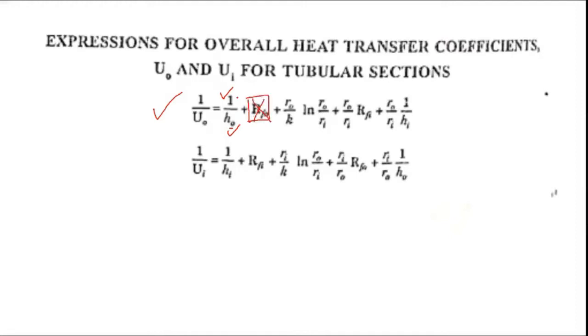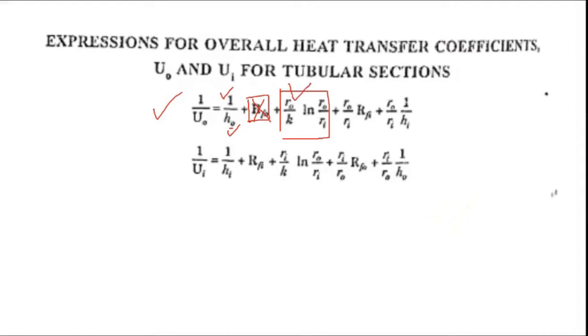So neglect this portion, avoid this portion. Don't care about that portion. Consider that as 0. We are going to talk about that term later, maybe not today. Plus R0 multiplied by K multiplied by ln R0 by Ri.